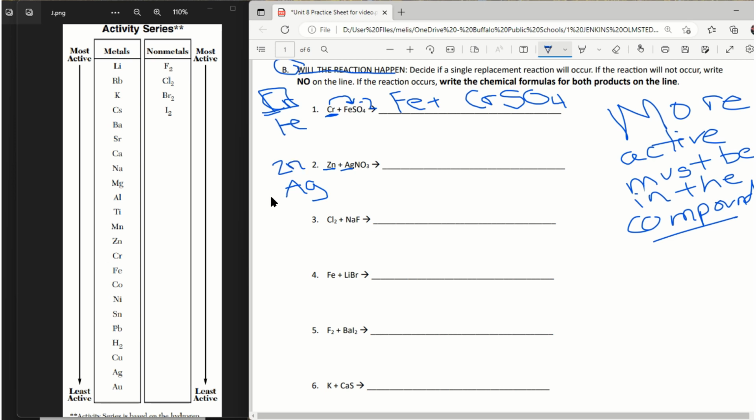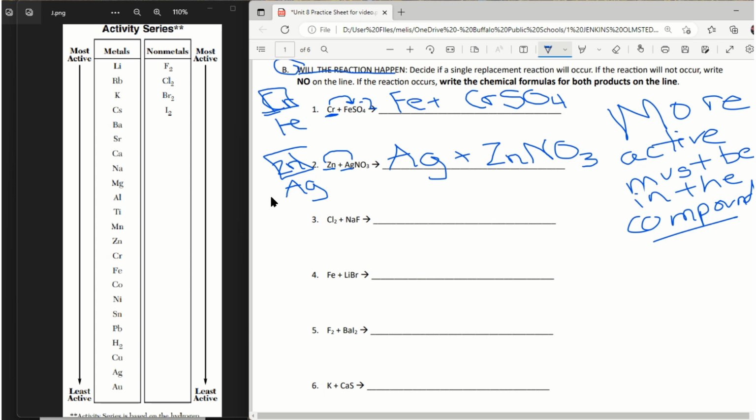So what is the rule? The one that is above has to be in the compound. Is it? No, no, no, it is not. So that means they're going to swap places. So Ag is going to come out, and that's simple. I don't have to worry about the charge for Ag because it's alone. And then I have to pair zinc with nitrate.